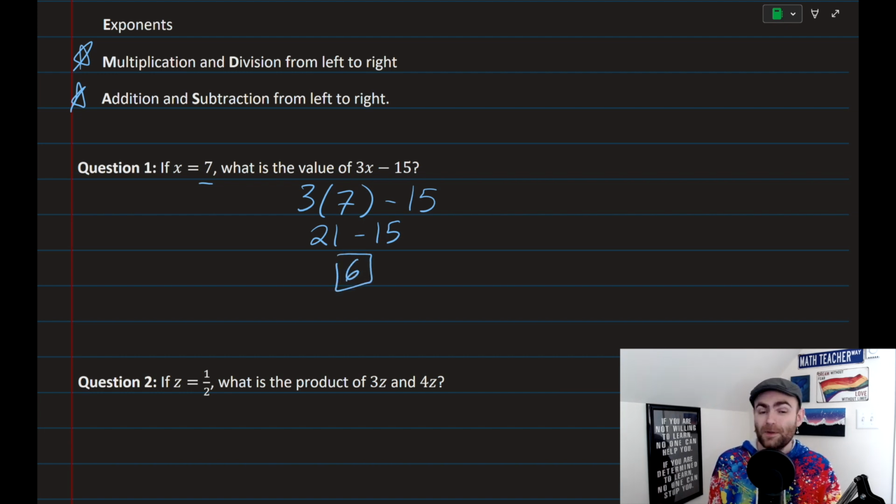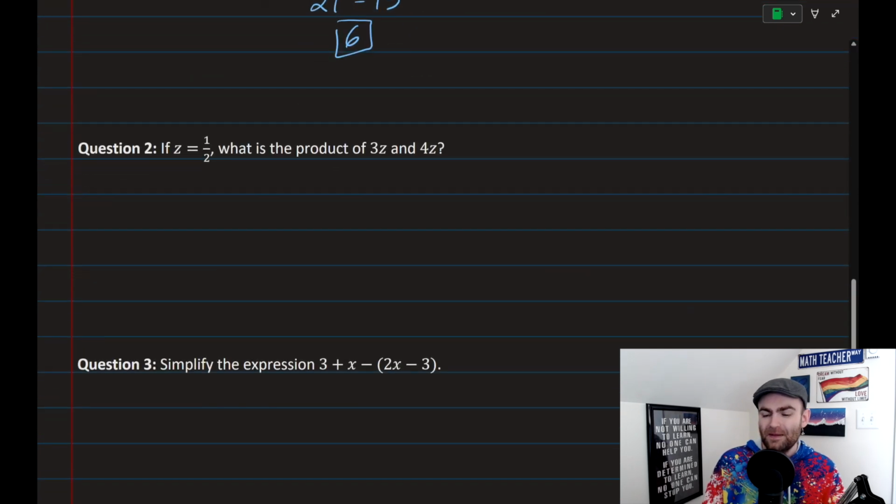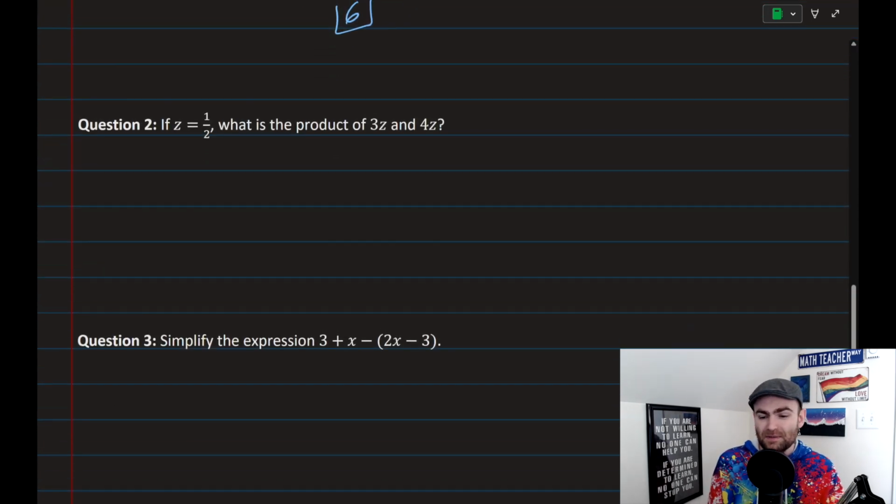Not too bad, right? What about fractions? So if we look at the next one, we have a fraction that we're substituting in, and they're not giving us the expression in an actual expression form. They're giving it to us in written form. What is the product of 3z and 4z? Well, in order to do that, we need to understand what the product is, and that is just multiplication. So the expression it's referencing is 3z times 4z.